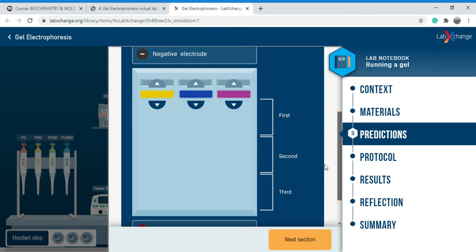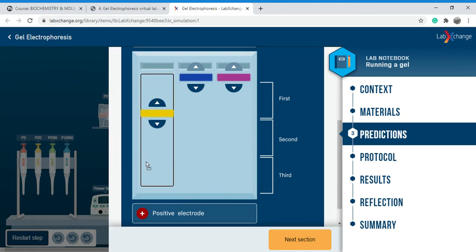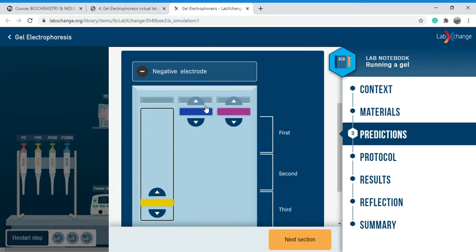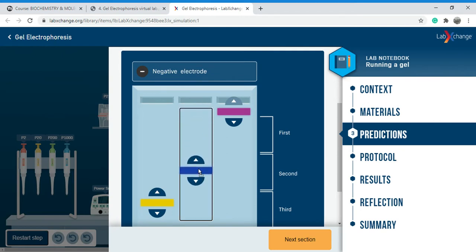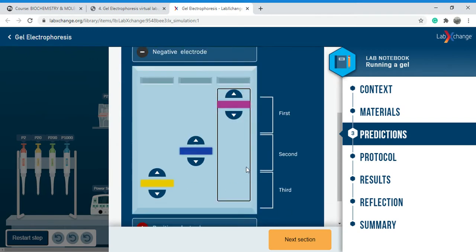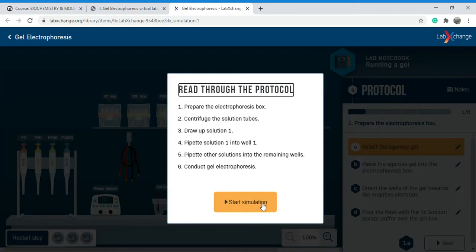From what I believe, since yellow is the smallest, it will move farther down. Blue, being the medium size, I believe will be in the second half, and the purple would remain in the first half. That is my prediction. We'll move on to the protocols.